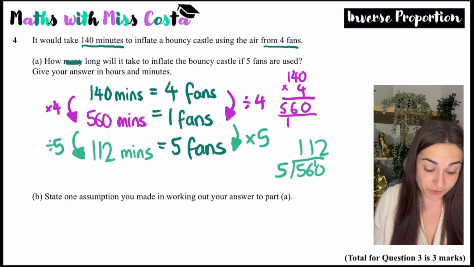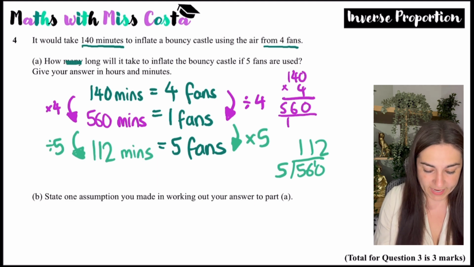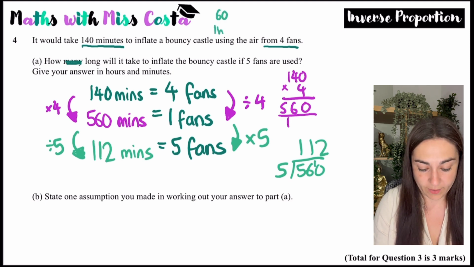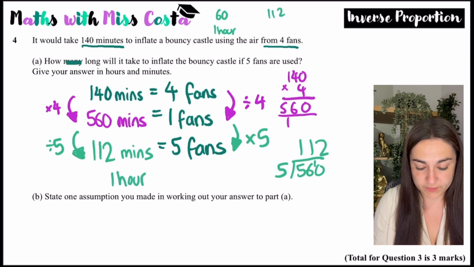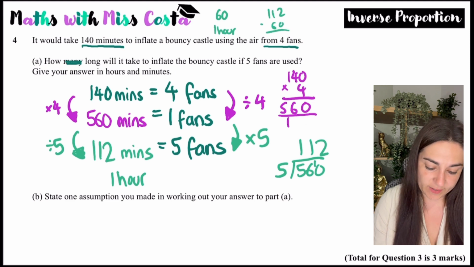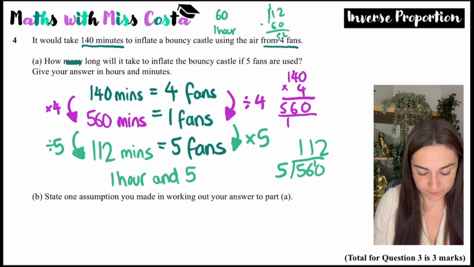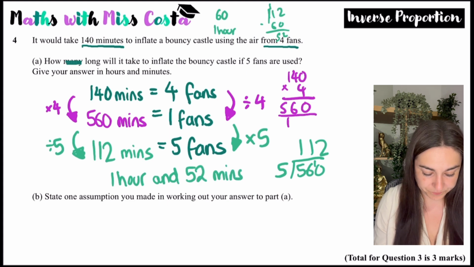So the time has decreased by a bit, and it's asking me to give your answer in hours and minutes. So there's 60 minutes in 1 hour. So that would be 1 hour, and then 112 take away 60. 2 take away 0 is 2. 1 take away 6 you can't do. 11 take away 6 is 5. So it'll be 1 hour and 52 minutes.